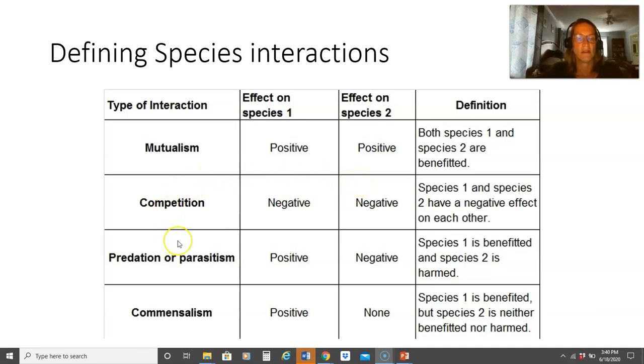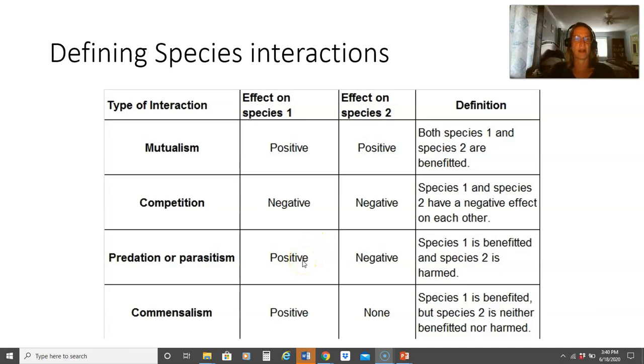In predation, if you want to define it in terms of the effects on the different species involved, one species has a positive effect and one has a negative effect. Species 1 is benefited, species 2 is harmed. Obviously, the species that is benefited is the predator, and the species that is harmed is the prey. And again, we'll talk about the other forms of definitions of that a little bit later.